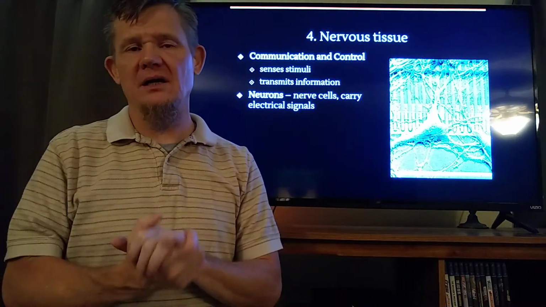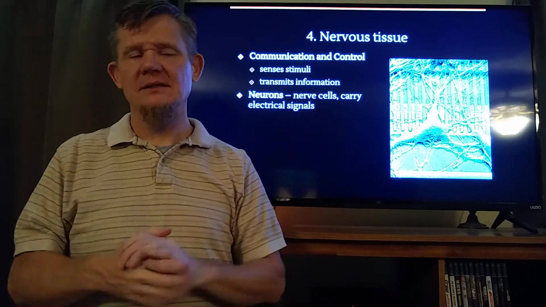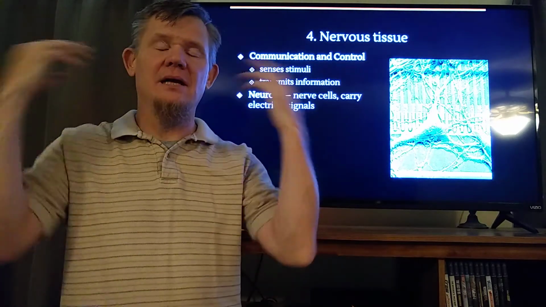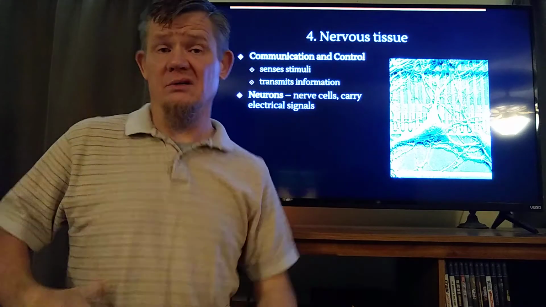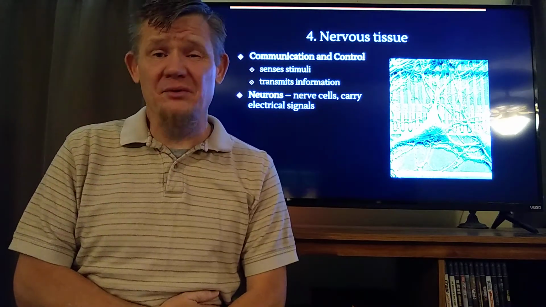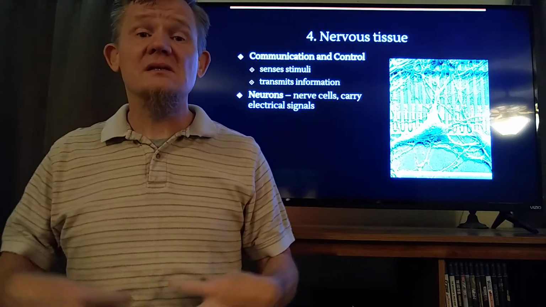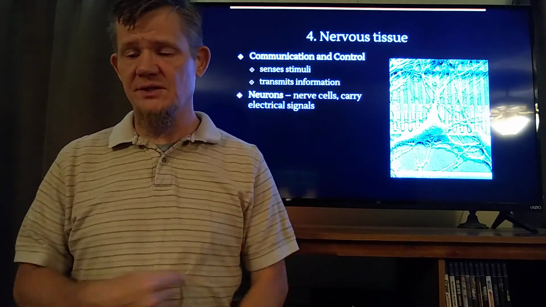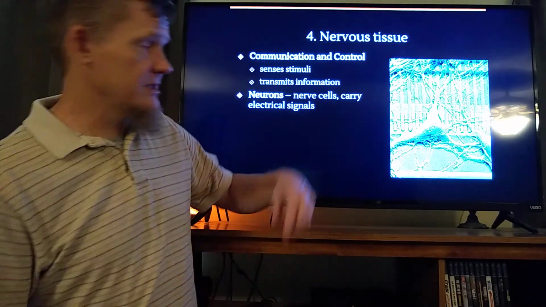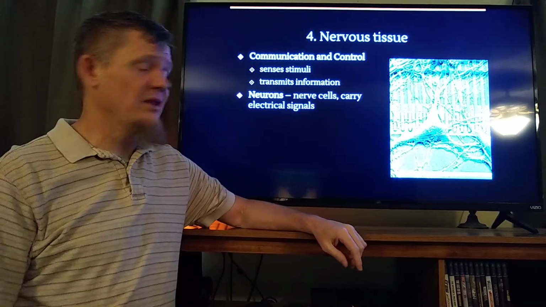The job is to sense stimuli: seeing light, hearing commotion, feeling heat, feeling cold, feeling like I have to use the bathroom, feeling like I'm hungry. All of that is nervous tissue. Again, as I said before, the neuron is the cell that does the controlling.